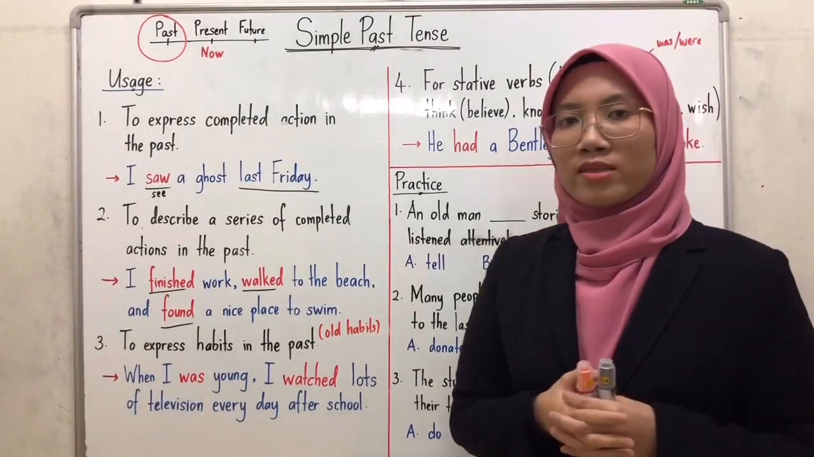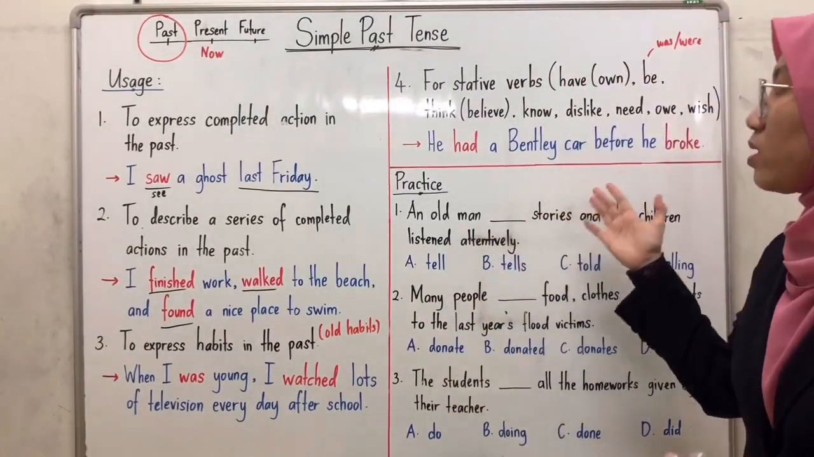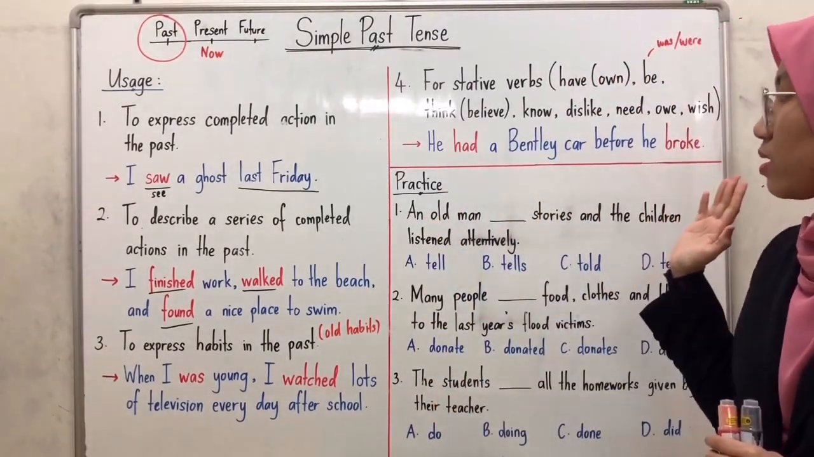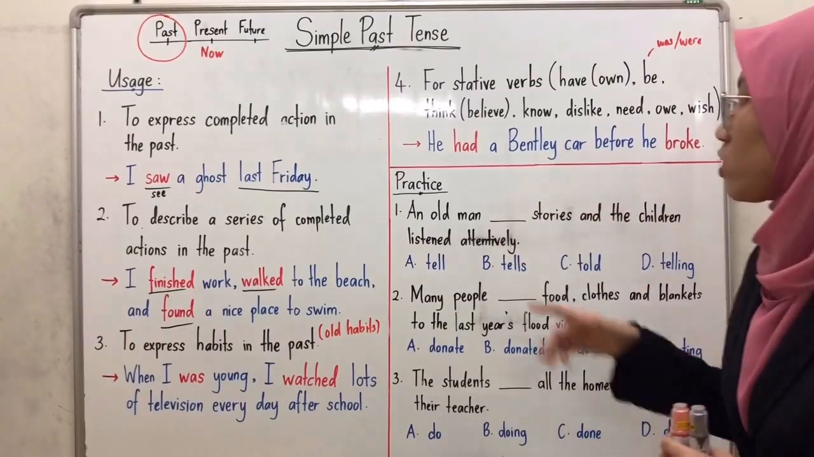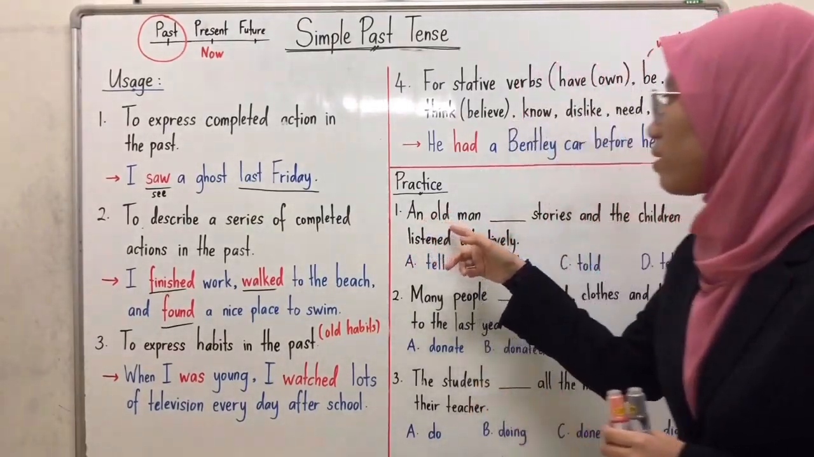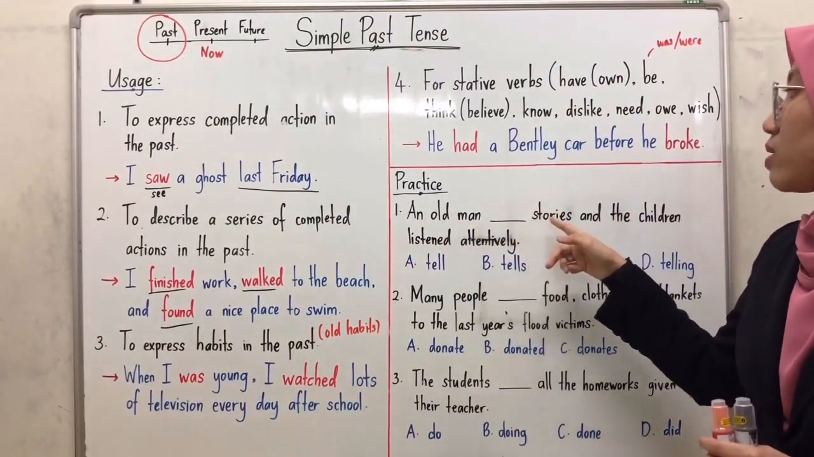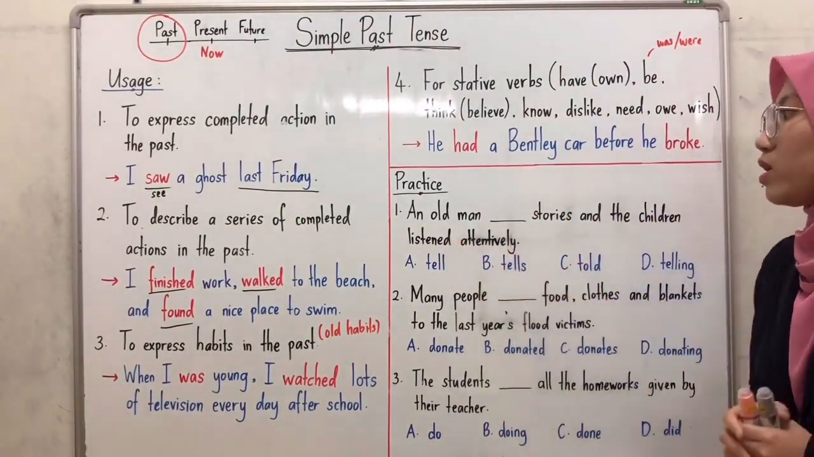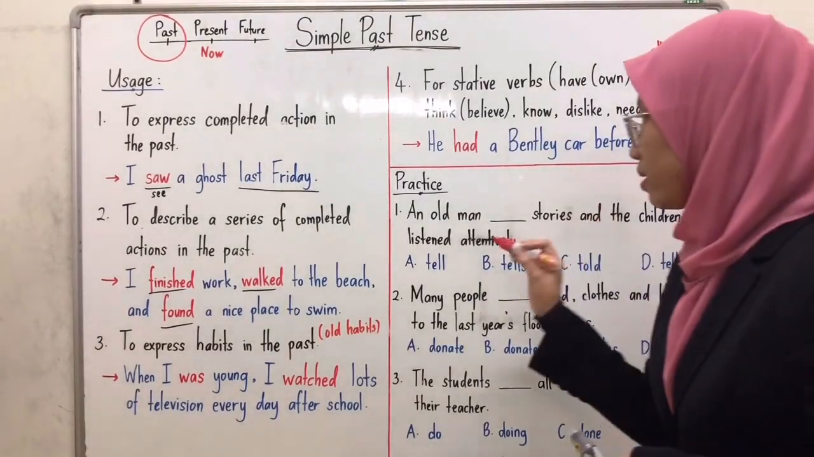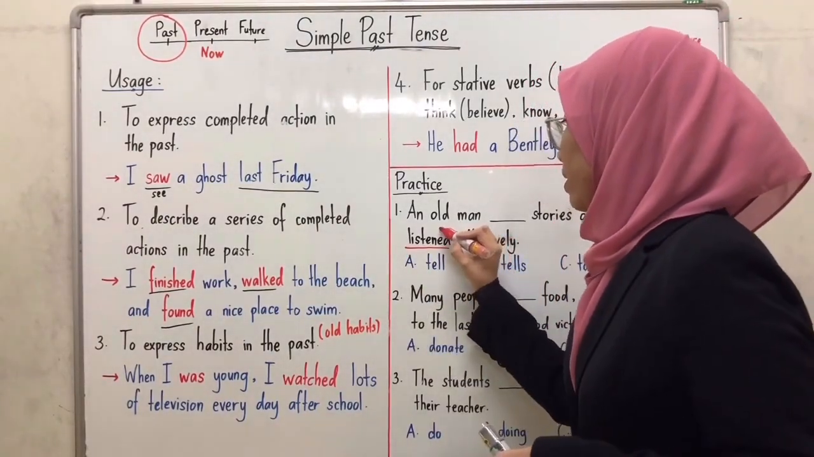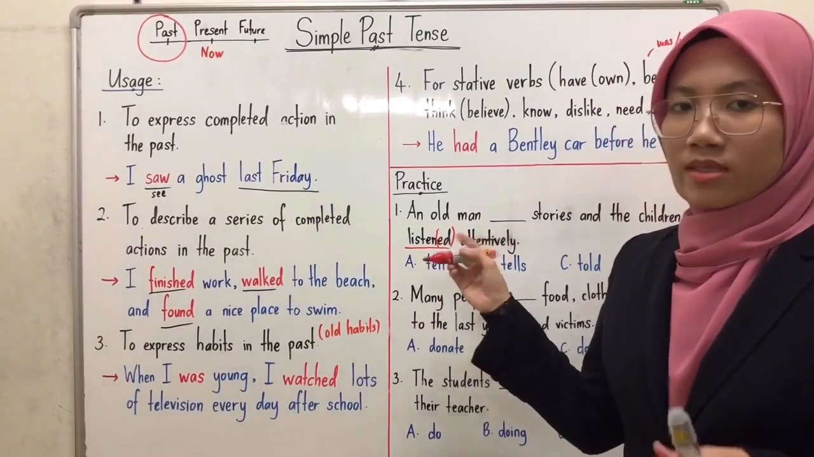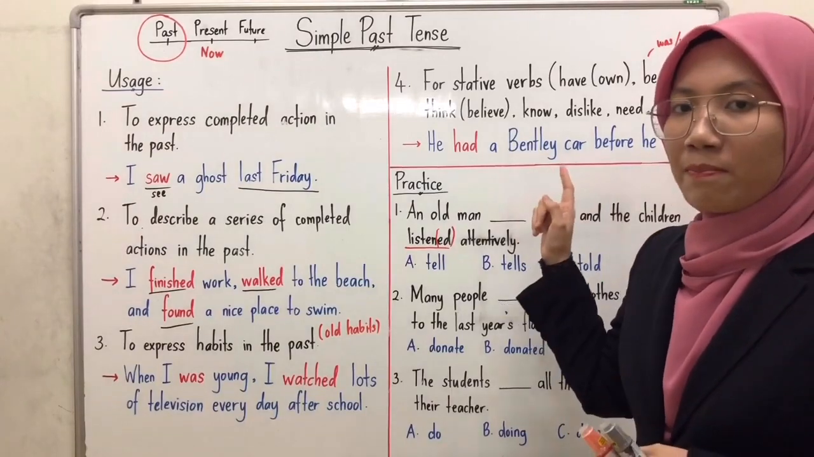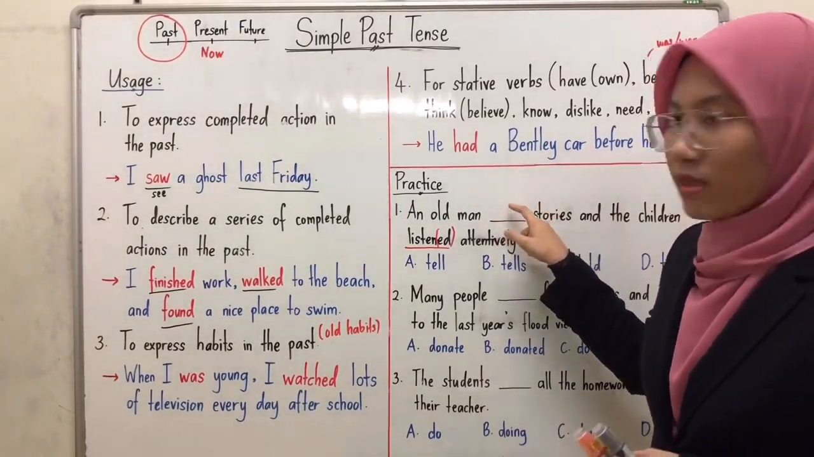Okay, if you understood this lesson, now let's move on to do some practice. We have 3 questions here, but let's go one by one. Number 1, an old man blank stories and the children listened attentively. The word listened here, ed, shows past tense form. So we need to choose another past tense form to be put in this answer.